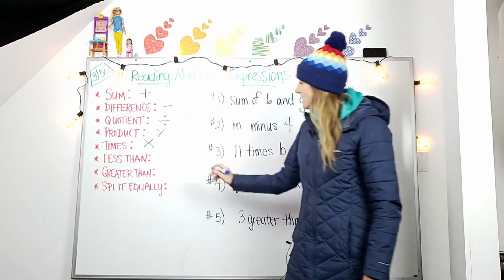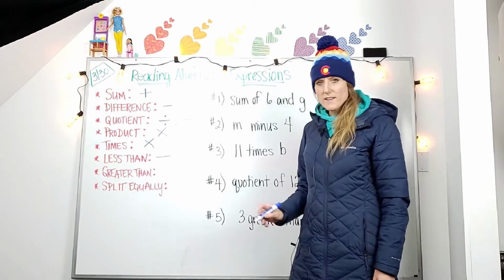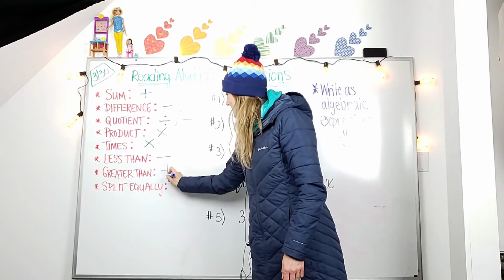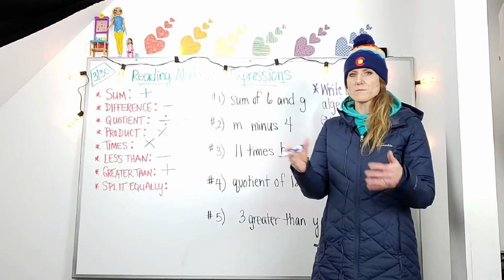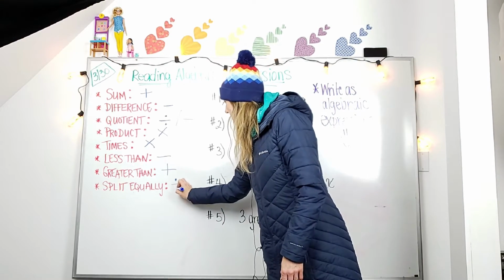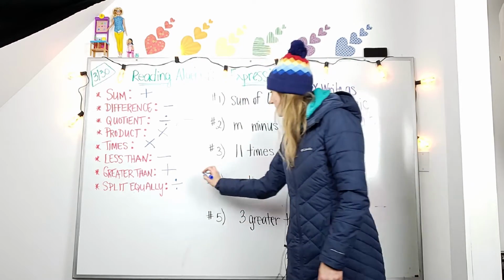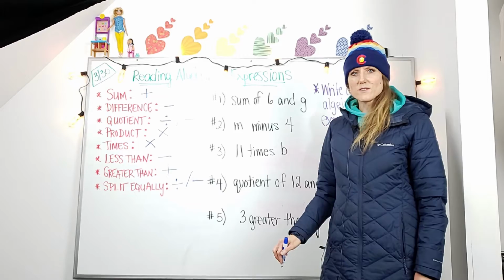Less than, we're going to subtract those numbers. Greater than will indicate adding those numbers. And when we split something up equally, that would also be division, but we're again going to use that little fraction bar to indicate division.